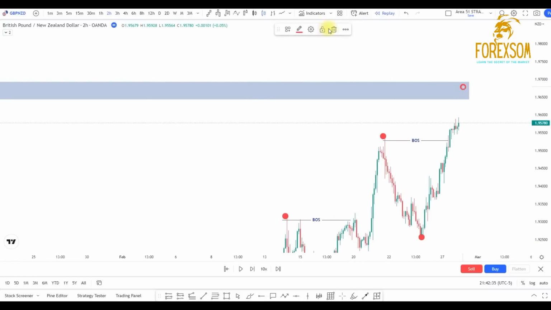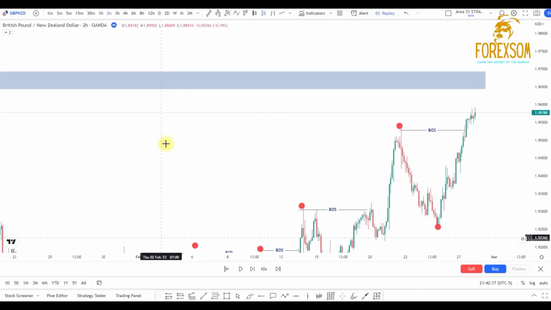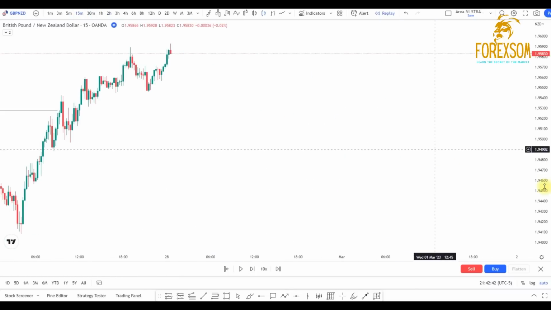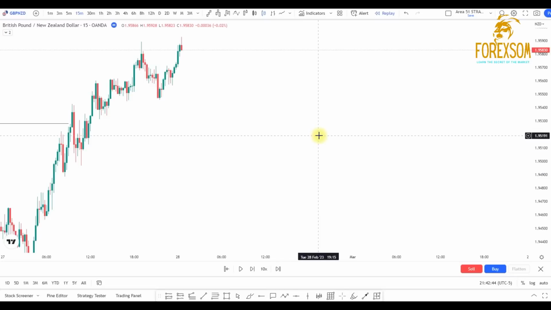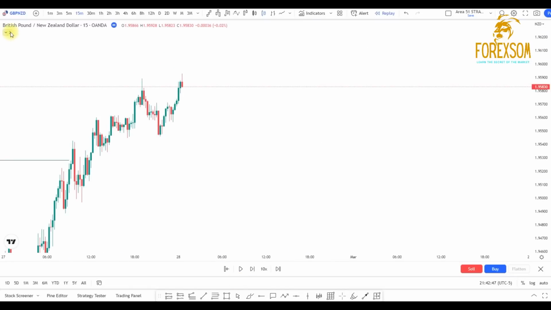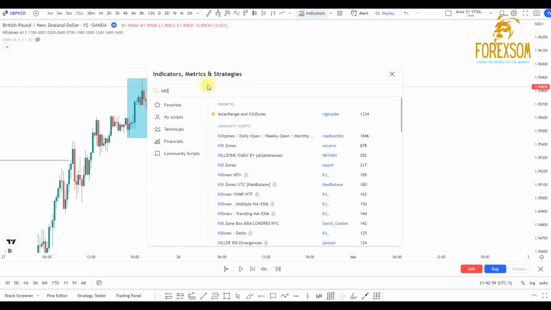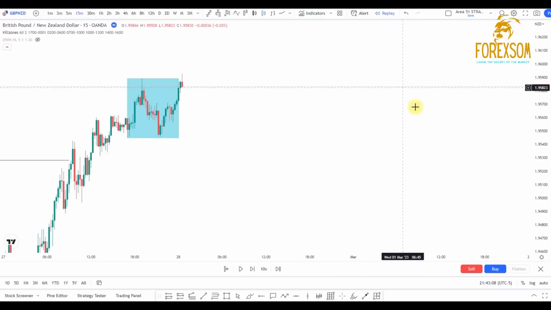Now I'm going to go to the 15-minute time frame, and I'm going to mark Asia session high and then Asia session low using a simple indicator. This indicator is called kill zones. I'm going to plot this indicator on my chart. You can find it if you go to the TradingView indicator section and type in kill zones. It's going to come up as Asia range and kill zones by RJG Trader. You can use this indicator to mark your Asian session high and Asian session low.